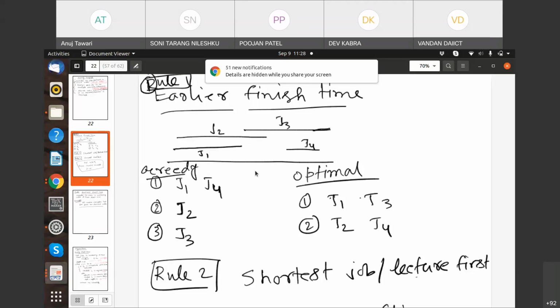Okay, so we are almost, time is almost up. So just think about this and try to come up with a proof that earliest start time indeed does work, and how you are going to prove it. Okay. So yeah, any questions?